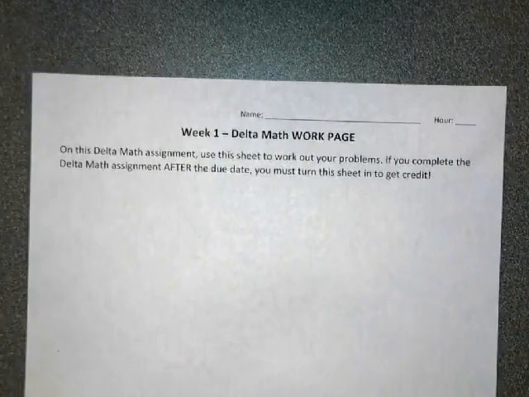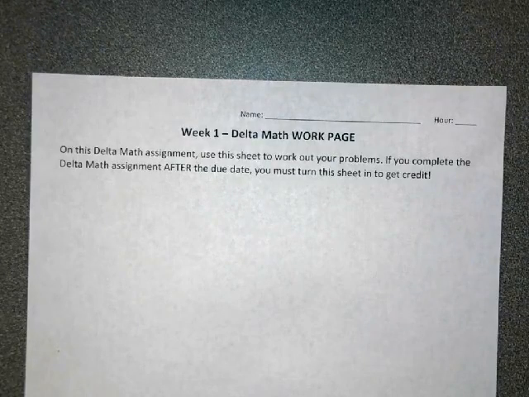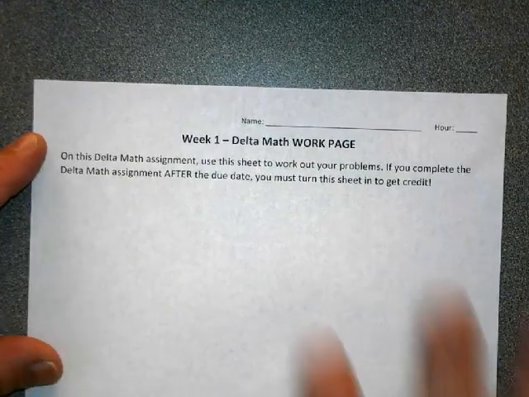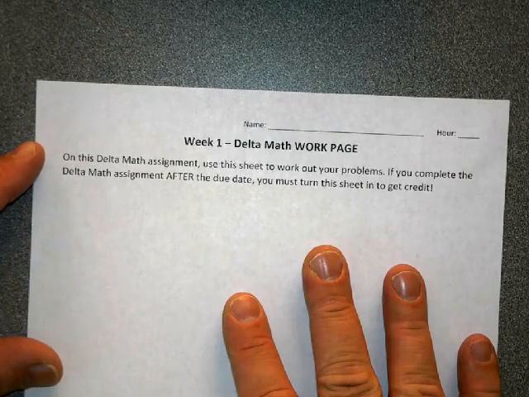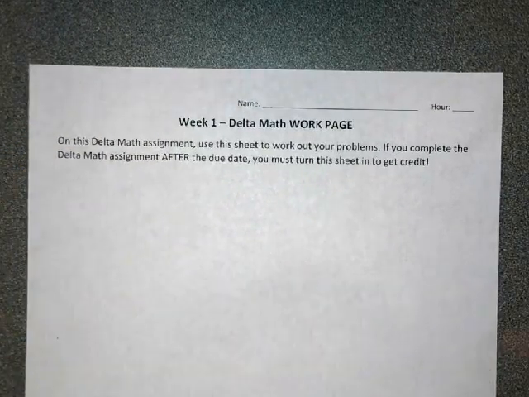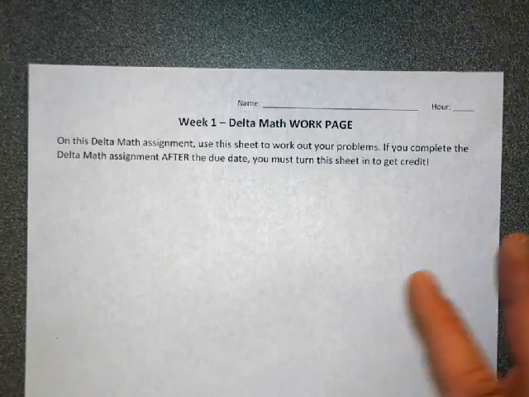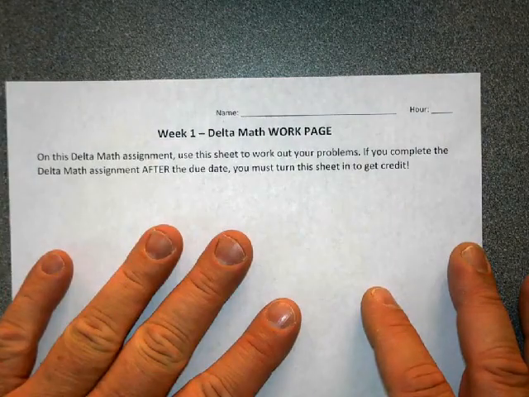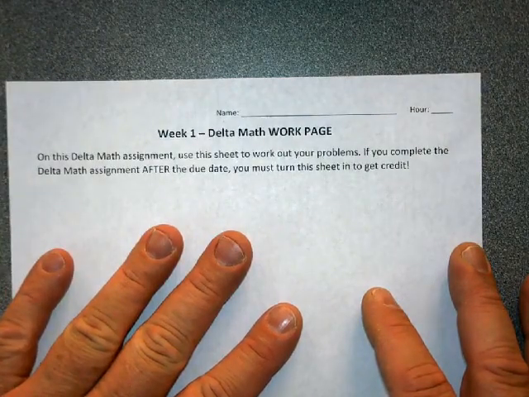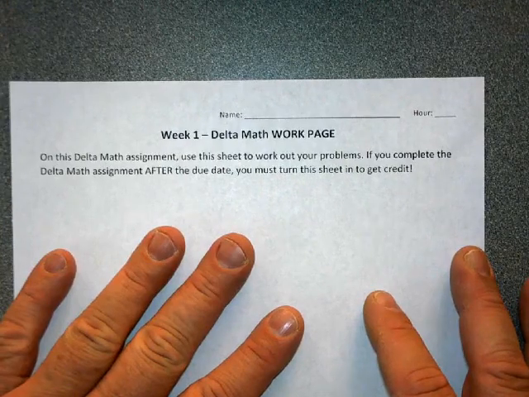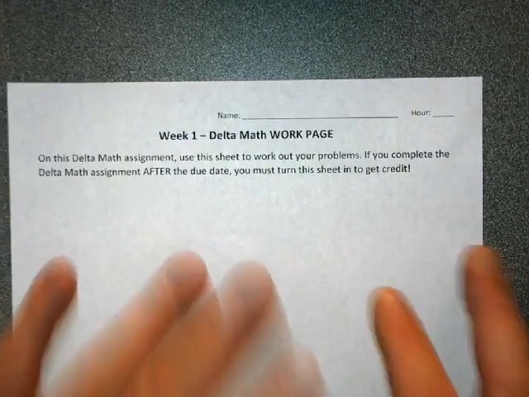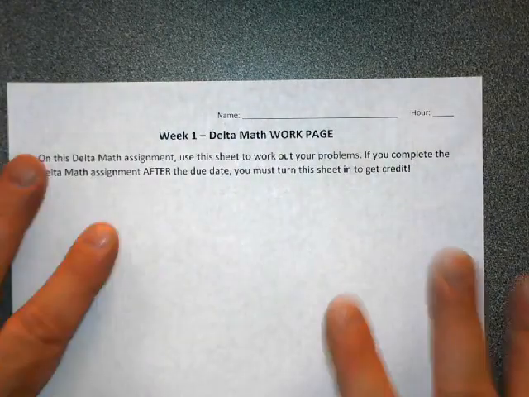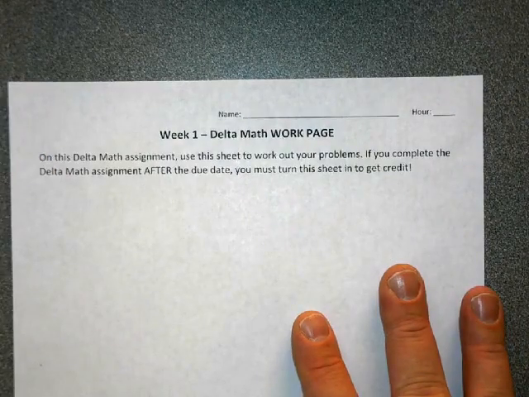If you do the Delta Math assignment at 1 in the morning Sunday night, you have to turn the sheet in, okay? Because we tried last semester where if you were doing it late, you email me, and it just was a colossal failure. So you're going to have to turn this in if you do it after the due date. Make sense? Any questions about that? If you get it all done before midnight Sunday, you don't have to worry about the sheet. Okay?